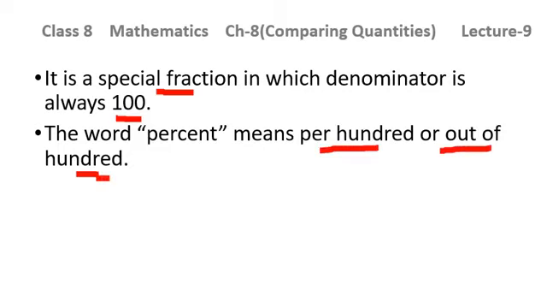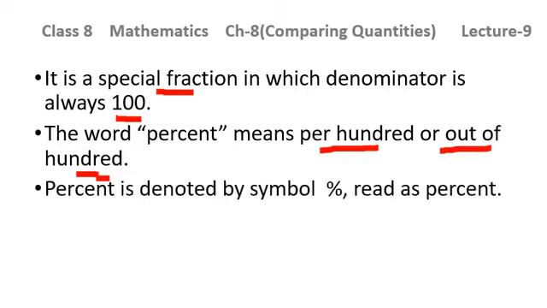Out of 100, how many marks? If a particular student got 75 marks out of 100 marks, then it means that he got 75% marks. So the word percent means per 100 or out of 100. Percent is denoted by this symbol, the symbol for percentage. Everyone knows this, you have studied it in your previous class also.